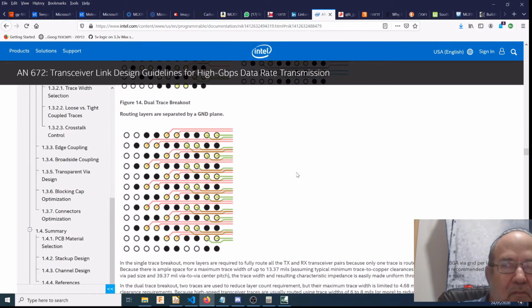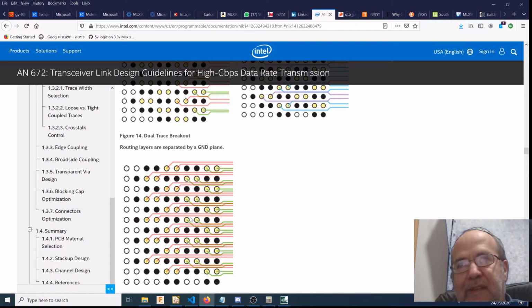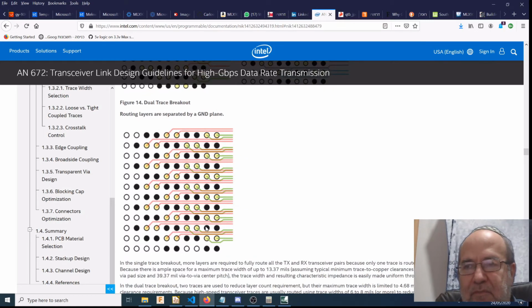These are very high speed traces. Not something that I've personally done before, and one also needs to make the assumption that you can have space to have two traces going out between your vias, which is a relatively expensive PCB. Okay.